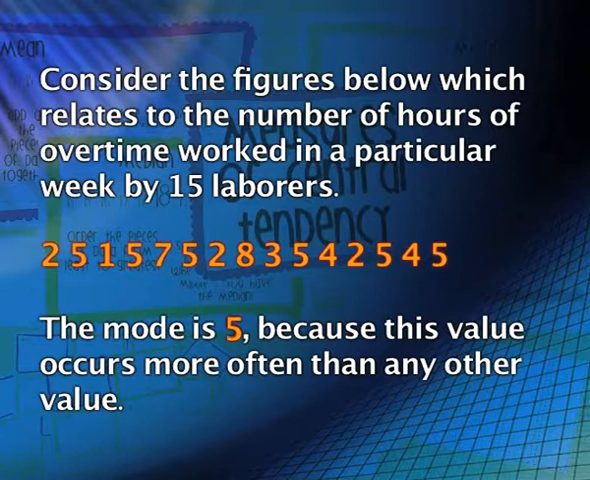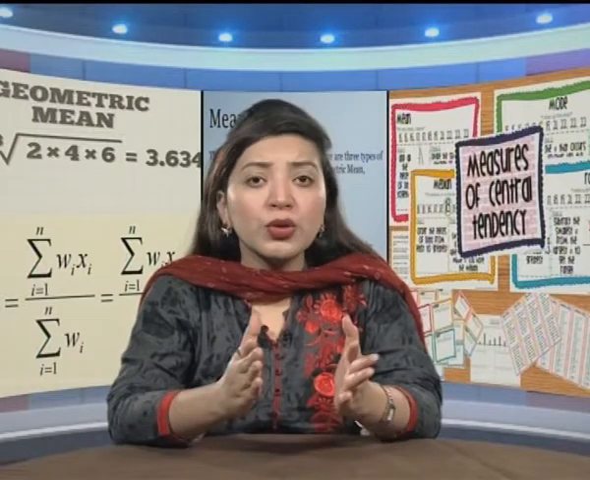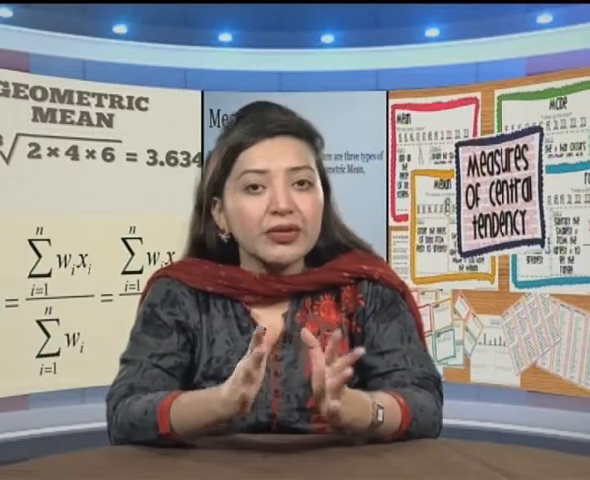So looking at this data, we can see the mode is 5 because this value occurs more often than any other value in the data. So that's very simple in case of individual series. Now let's do the calculation of mode in case of discrete series.